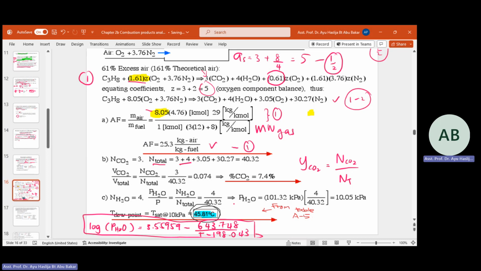Now, it asks you the dew point. So, T ni lah yang kita nak cari, the T. To get the T, we need to use this equation, the Antoine equation. But before that, we need the pH2O before we find out the T. So, how to find the pH2O adalah we can get from the equation over here. Okay, NH2O kita dapat 4 mol tadi, N.